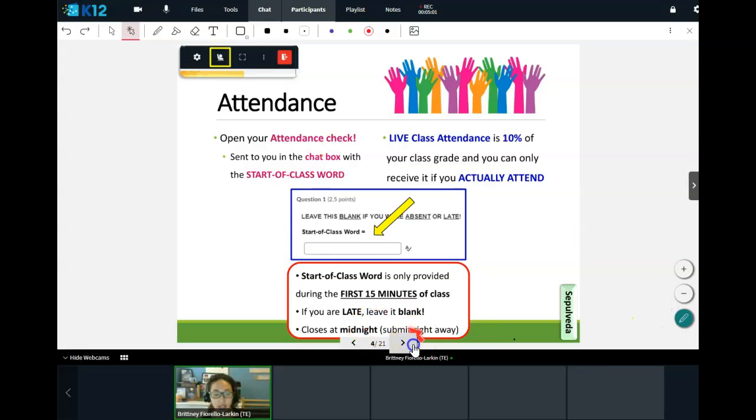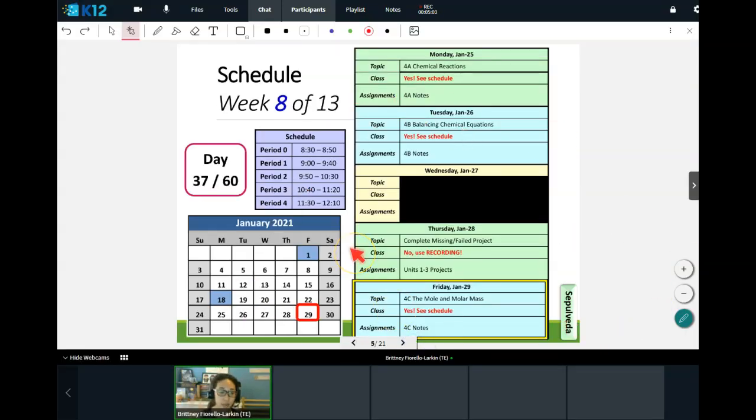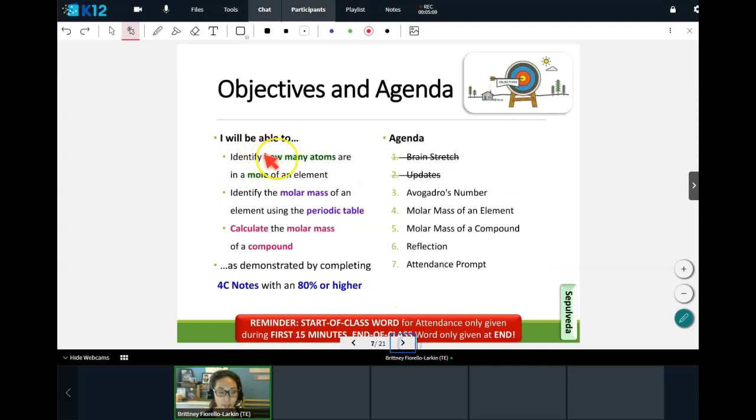All right, everyone, let's go ahead and keep on moving. Today we are on day 37 out of 60. We were taking a look at the mole and molar mass, so let's jump into that. We're going to learn how many atoms are in a mole of an element. It's going to be the same number of atoms that's always in a mole of an element. We'll talk about how to find molar mass from the periodic table for an element, and then calculate the molar mass of an overall compound.